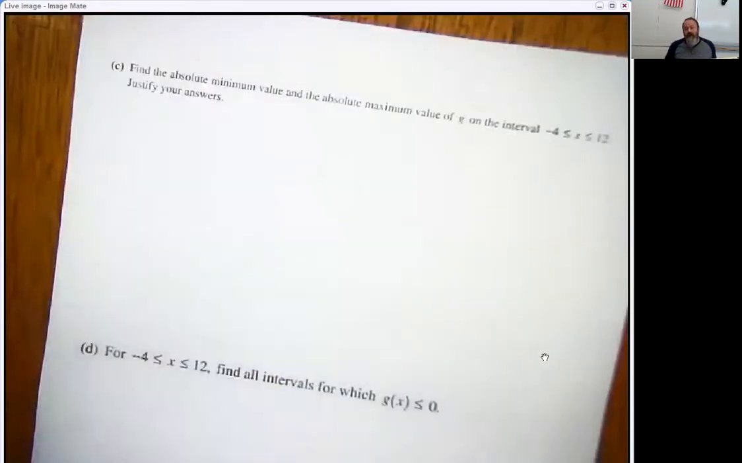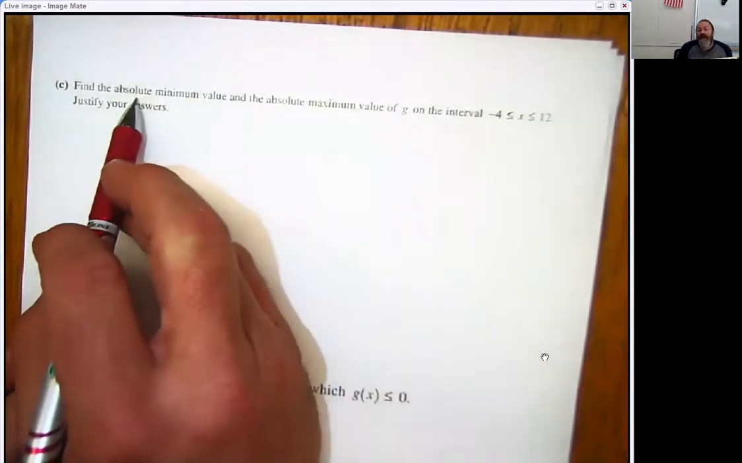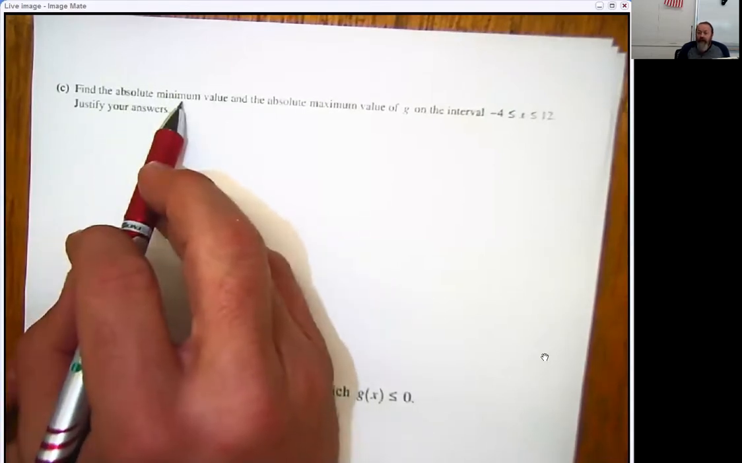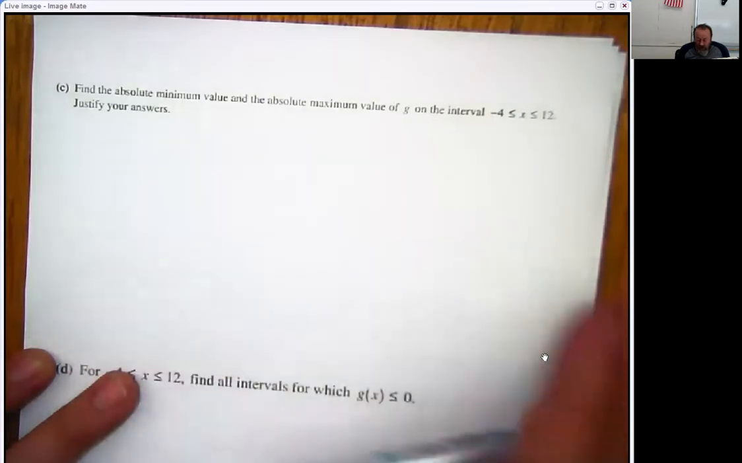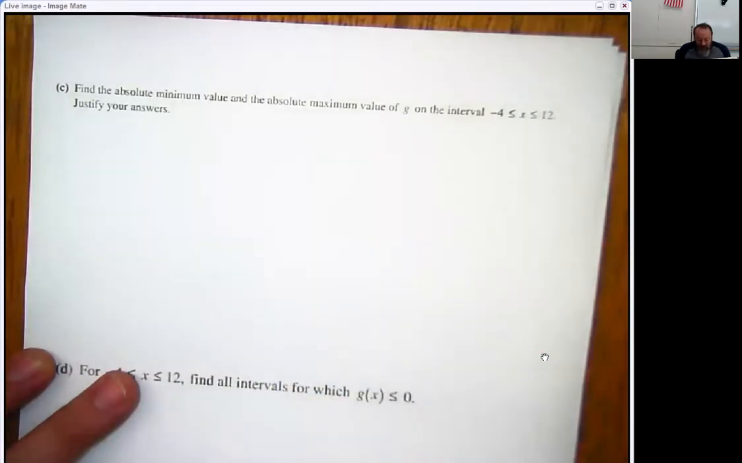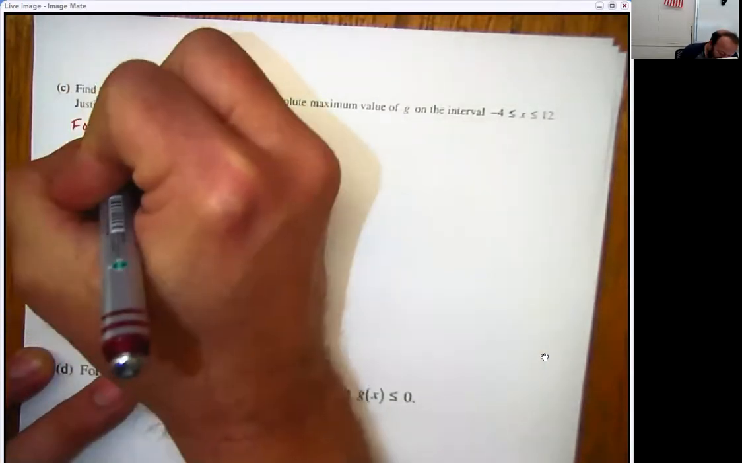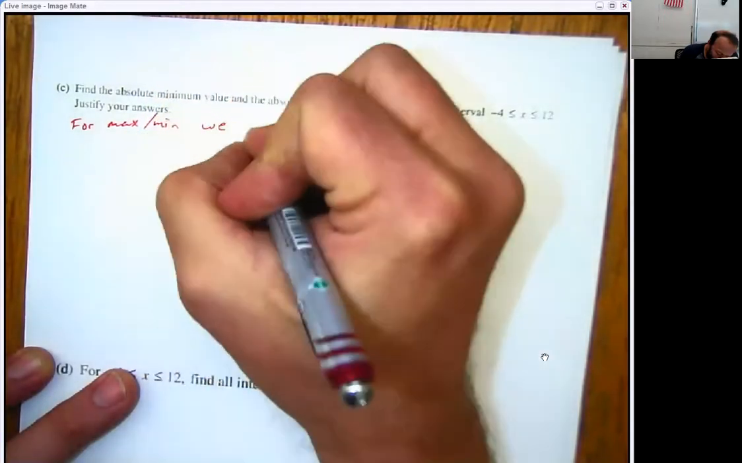Now, the next part of this question is not necessarily a difficult question, but it is definitely a very long question. Because if you want to find the optimal value of a function, the absolute max or the absolute min, then you not only have to find the value where the derivative would be 0, but it's actually more than that. We need to check our endpoints. So for max and min, we must check endpoints.